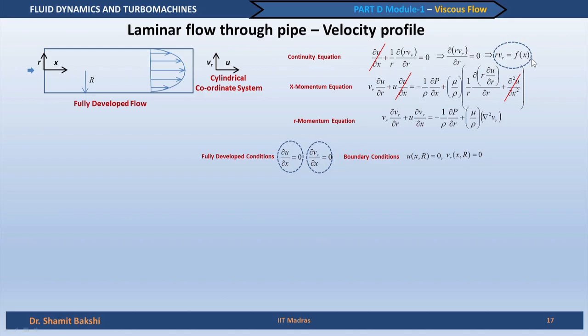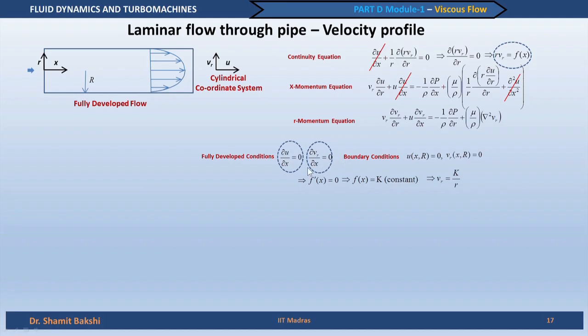So, r Vr is a function of x, but del Vr by del x is 0. What does it mean? It means immediately that f prime x is equal to 0, because if you plug in Vr is equal to f x by r here, it means f prime x is equal to 0, where f prime x is basically del f by del x or df by dx, because this is a total derivative now. So, f prime x being 0 means f x is constant. So, essentially what we get here is the velocity profile in r: Vr is basically capital K by r.